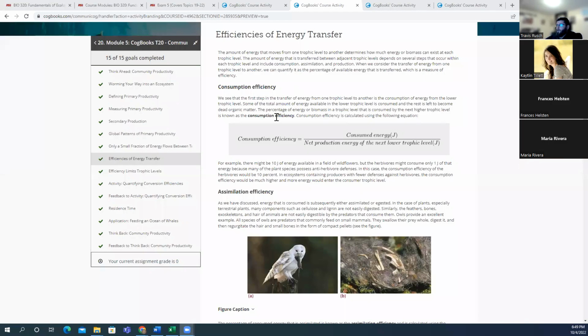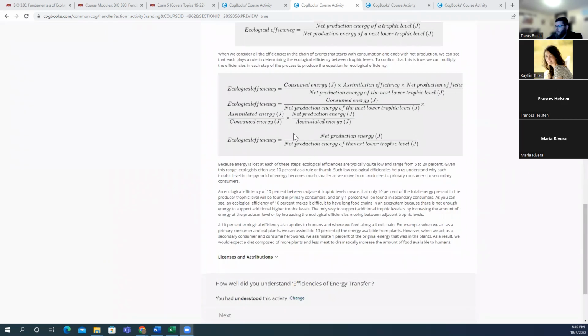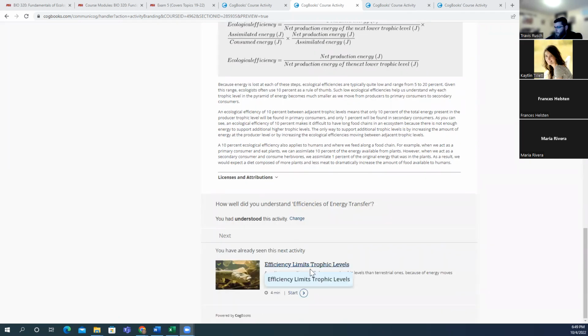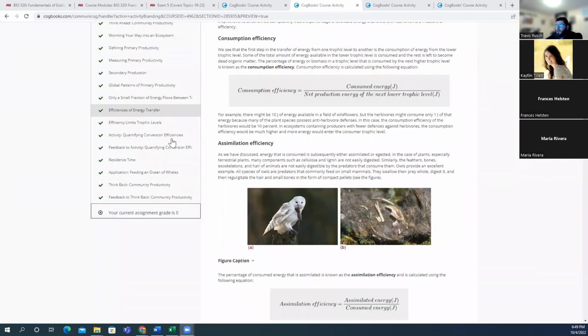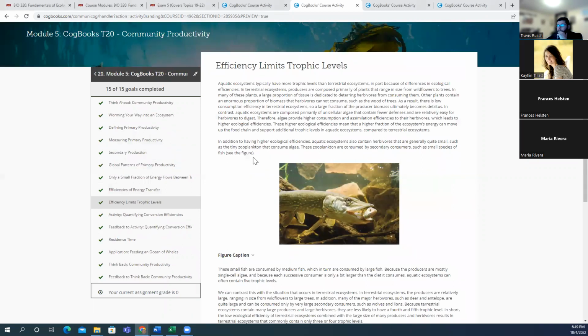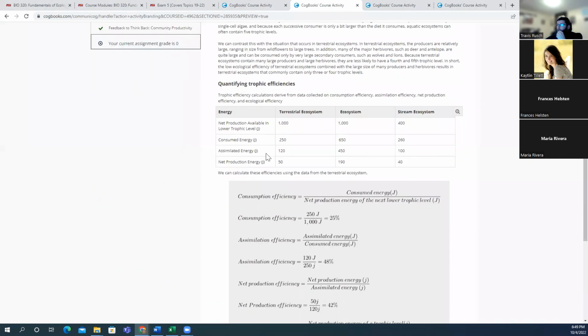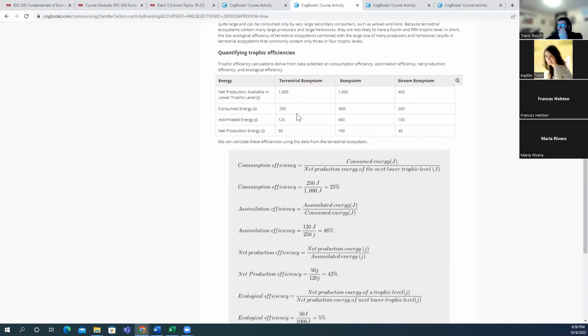All right, so it's a good idea to know what the definitions are, and you're going to be able to write down these equations, so you don't have to memorize the equation, but you have to know what it means, right? So Cogbooks does a good job of giving you the equations and then showing you how they build off of each other. With the efficiencies, it's going to be 4 equations. And then, right here, this is a good example of what you will see on the exam.